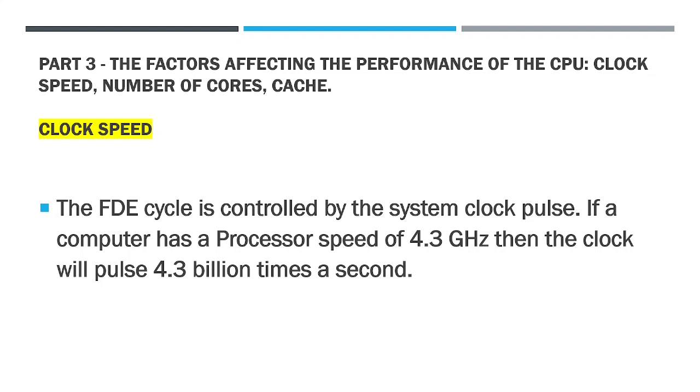So the clock speed essentially is just how many times the clock will tick, which will execute part of the fetch, decode, execute cycle. So if the processor is at 4.3 gigahertz, then it will do 4.3 billion fetch, decode, execute cycles per second. Okay? So fetch, decode, execute, fetch, decode, execute.